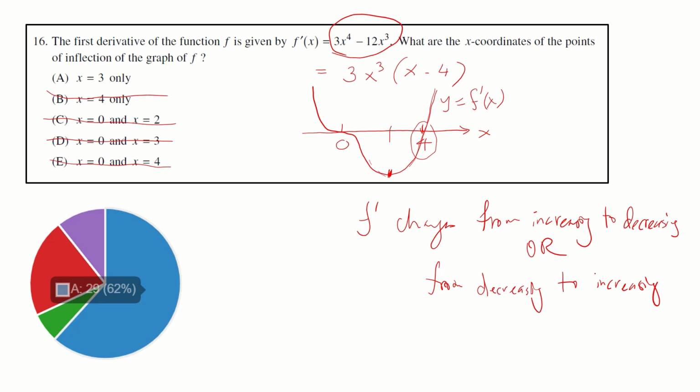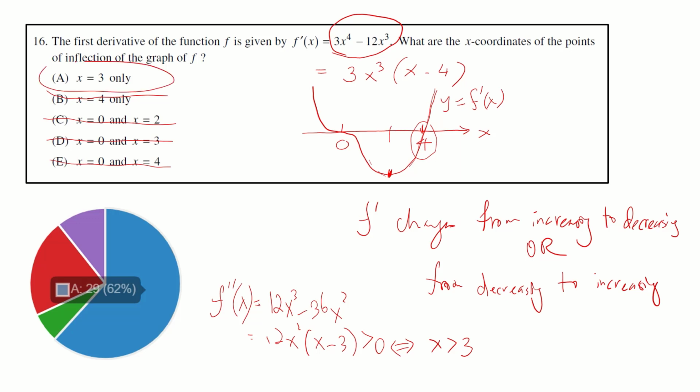But for the sake of checking the answer, we can actually try to get f double prime. F double prime of x is equal to 12x^3 minus 36x^2. That is 12x^2 times (x minus 3). F double prime is positive if and only if x is more than 3. In order to get the point of inflection, we can look at f double prime. So f double prime changes from positive to negative, or from negative to positive. So the answer is A.